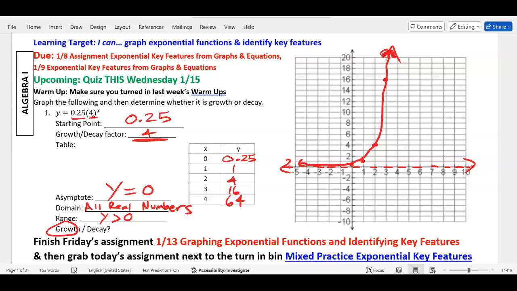Now, reminder, what are we doing today? This from Friday. If you didn't finish it or turn it in, please finish it and turn it in. If you were absent Friday, go get this out of the blue bin and make sure you turned in last week's warm-up, okay? If you did finish all the assignments so far, then the assignment for you today is next to the turn-in bin, and it is called Mixed Practice Exponential Key Features. Again, you got to go get it. So everyone's working on something, yes? For sure. So here we go.